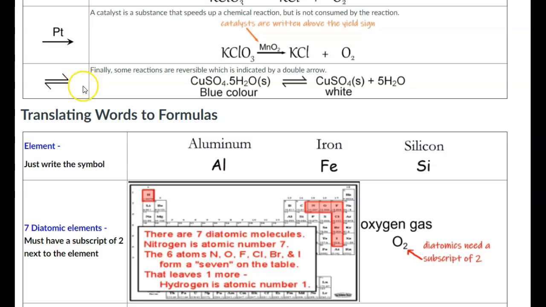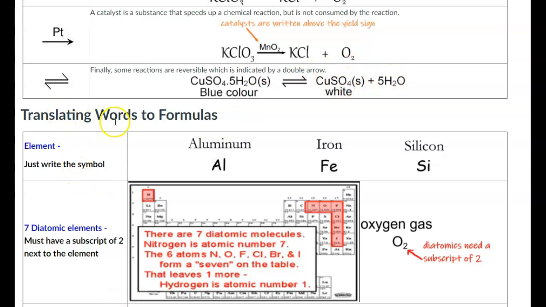If you see a two-sided arrow, that indicates a reversible reaction, and this is described as being in a state of equilibrium, which means the forward reaction occurs simultaneously while the reverse reaction is occurring. These are still the reactants on the left, these are still the products on the right.